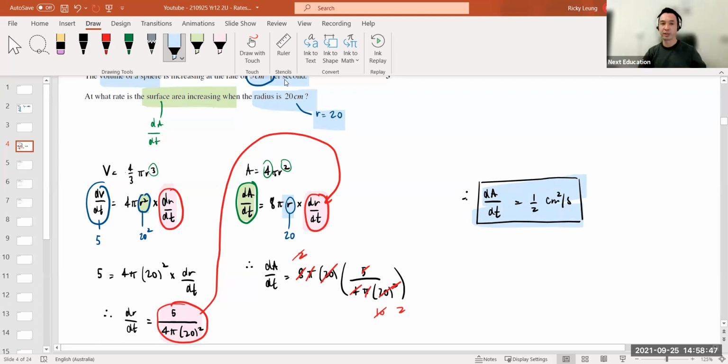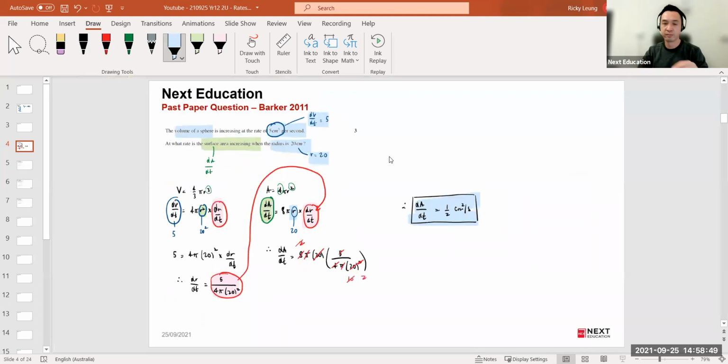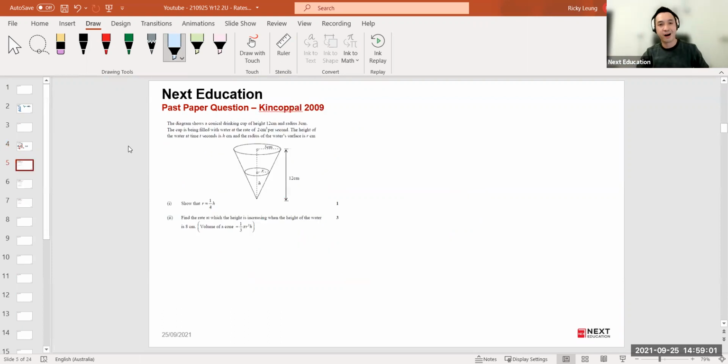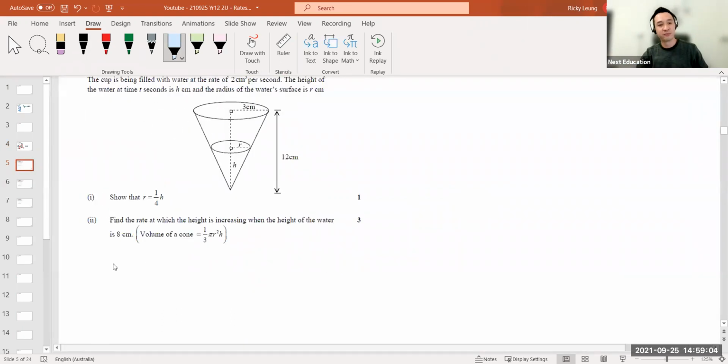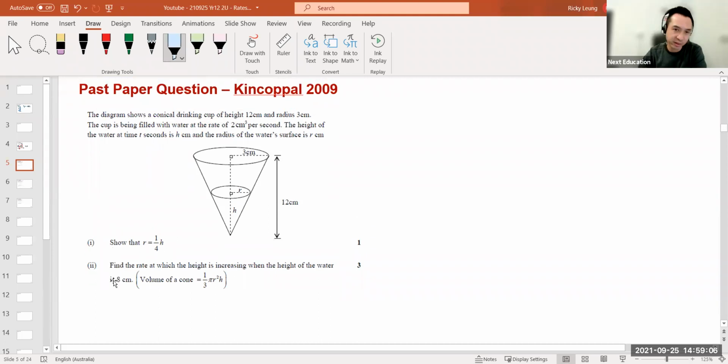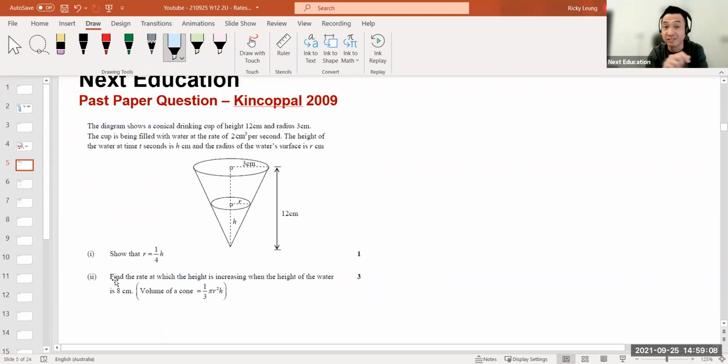Guys, that question there is from Barker. So many schools would have a question like this. It's in so many textbooks. Make sure you can do it when they combine volume and surface area. Let's do another one. Now, next question is from King Koppel, right? I can't emphasize how common this question is now. This question, we did it last week, very similar, different numbers, I believe. Same concept though, same concept.